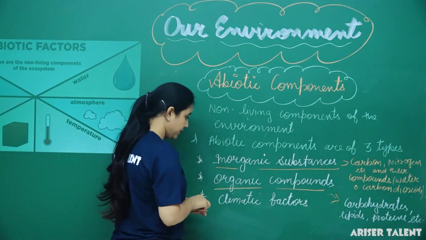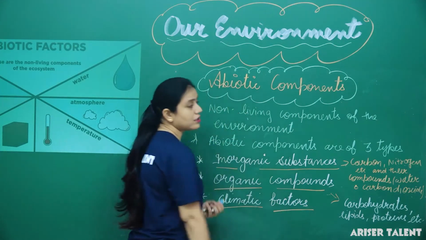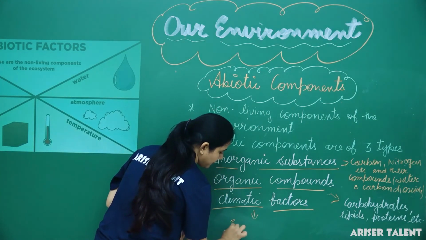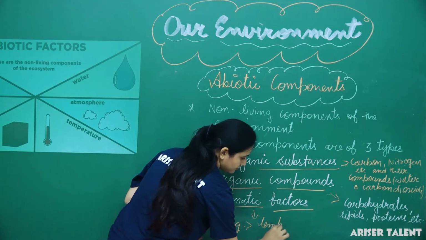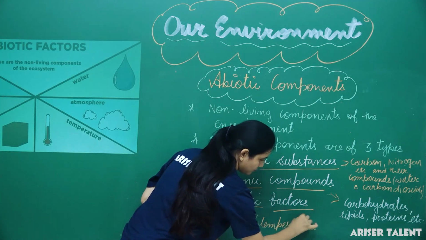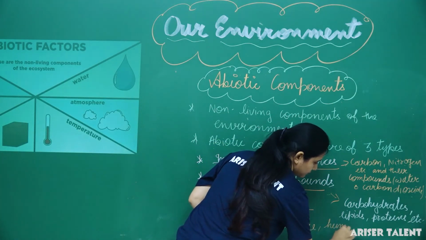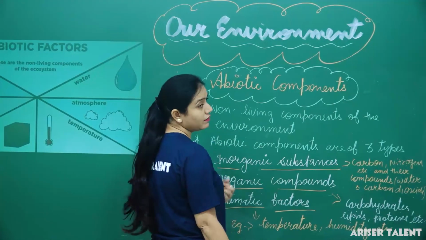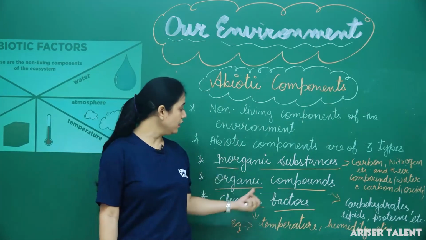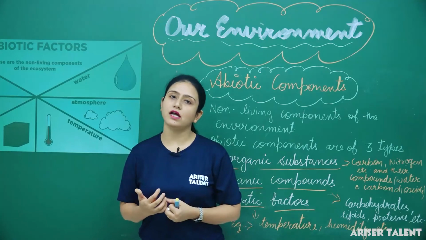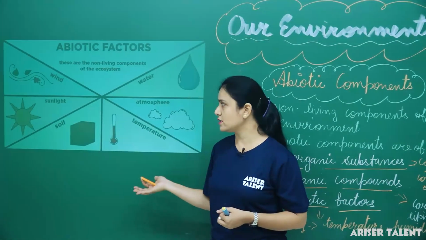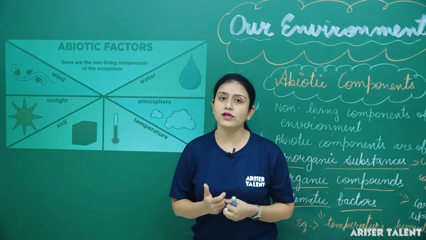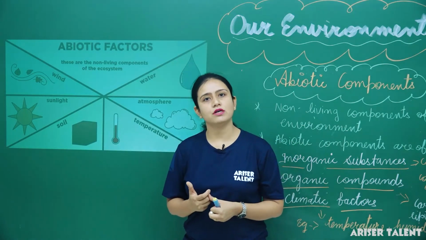Okay. Now next is climatic factors. What are the different climatic factors which are known as abiotic components? They are temperature, humidity. Okay, so these are the climatic factors. They all are together known as these three: inorganic, organic and climatic factors. They all together are known as abiotic factors of ecosystem. Here we can see wind, sunlight, soil, water, atmosphere, temperature. So all these non-living components are known as abiotic components of the ecosystem.